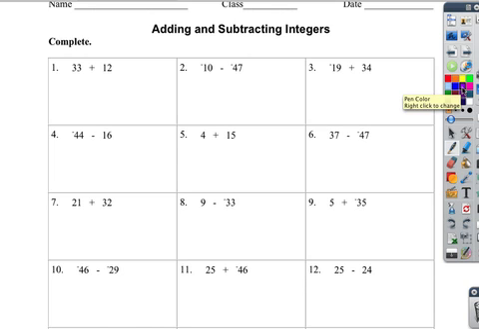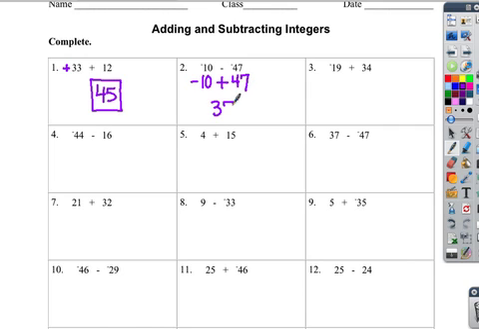Number 1, 33 plus 12, they're both positive, same sign, so I add and keep. Number 2, I see the minus and the negative right next to each other, so they come together to be a plus sign. And I have negative 10 plus 47. These are different signs, so I subtract and take the sign of the higher number. 47 minus 10 is 37, and I take the sign of the higher number, which is positive.